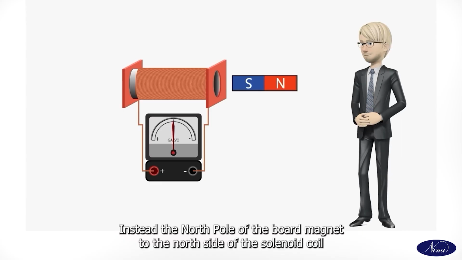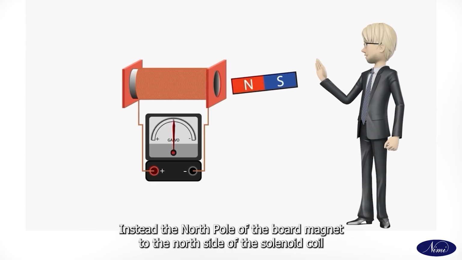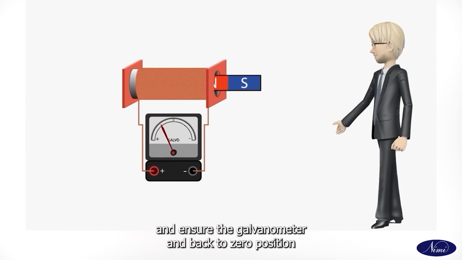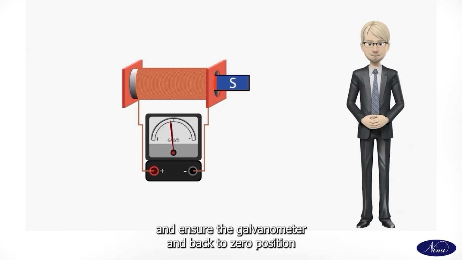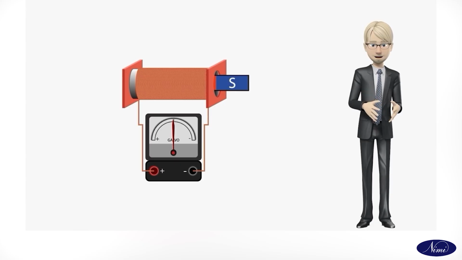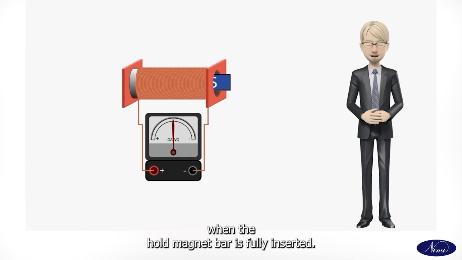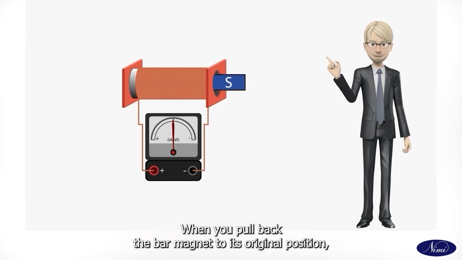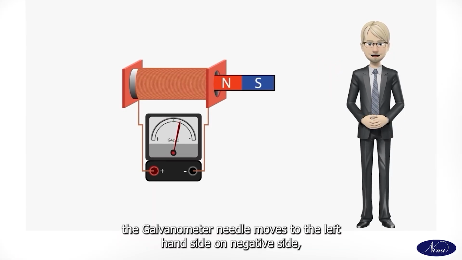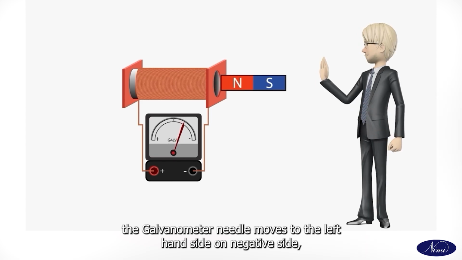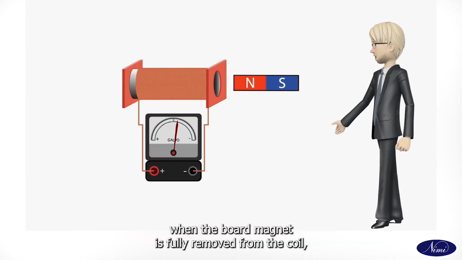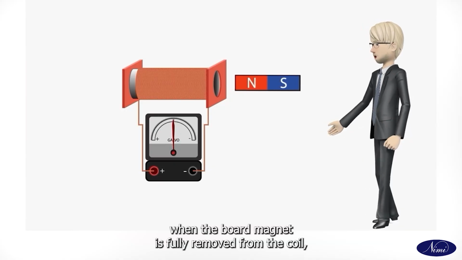Insert the north pole of the bar magnet to the north side of the solenoid coil, wound on the PVC pipe hole, and ensure the galvanometer goes back to 0 position when the whole magnet bar is fully inserted. When you pull back the bar magnet to its original position, the galvanometer needle moves to the left hand side or negative side and then back to its original position when the bar magnet is fully removed from the coil.